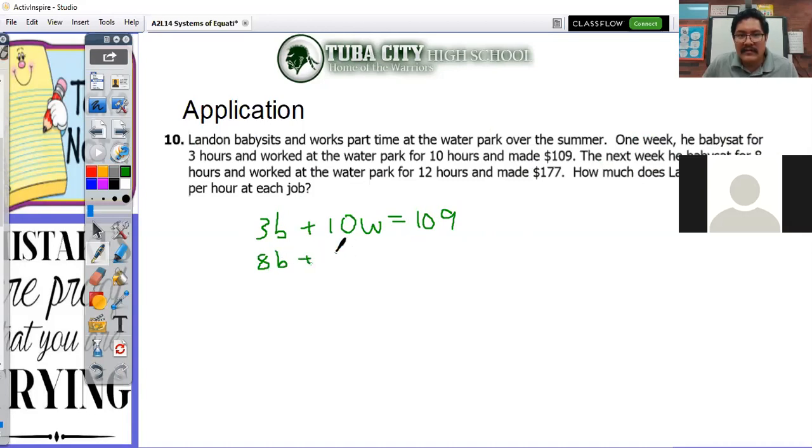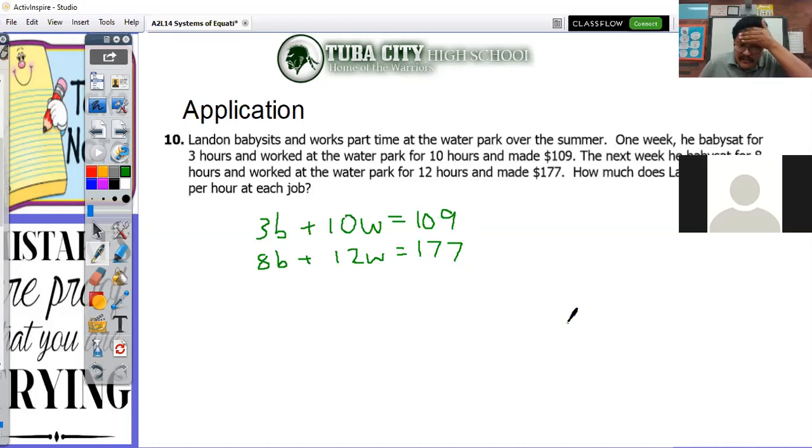And the next week, it's the same thing, babysat for 8 hours. Water park, 12 hours. Well, that's a long, well, actually that's a whole week, so probably not that much. But when someone says I work 12 hours, my first thought is, oh man, that's a long shift. So there's our second clue statement, 8 hours at the babysitting and 12 at the water park, and he made $177. So how much does he make at each of his jobs?